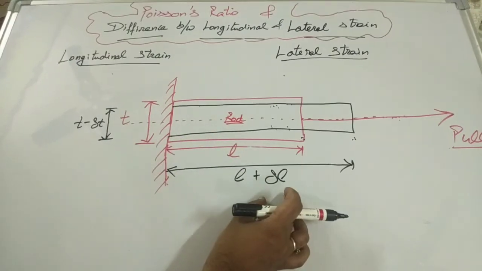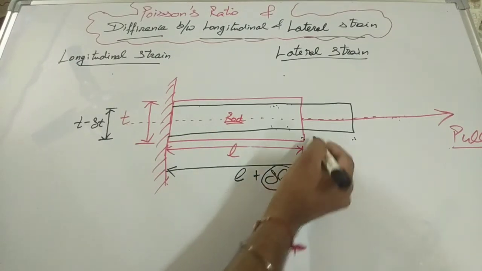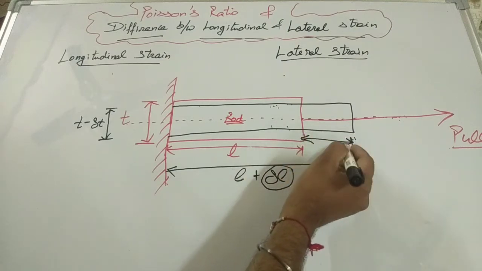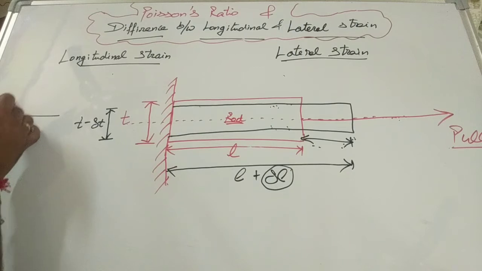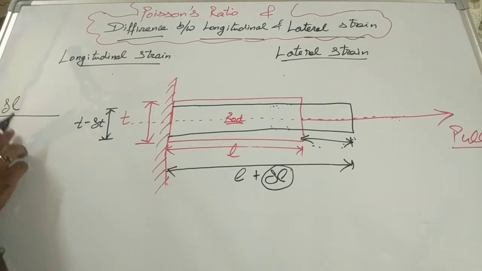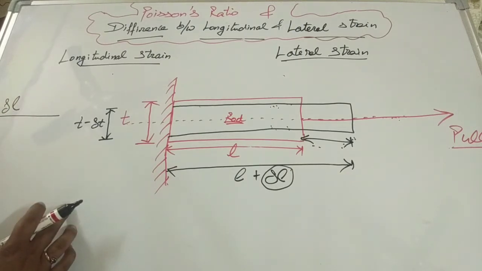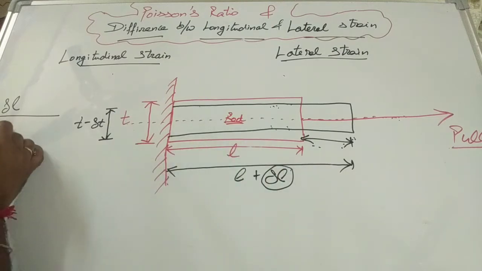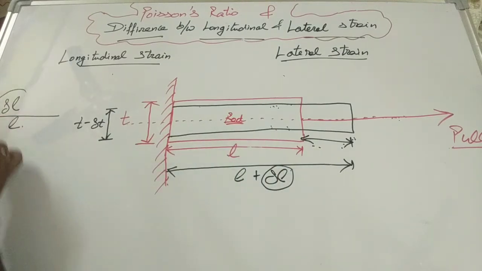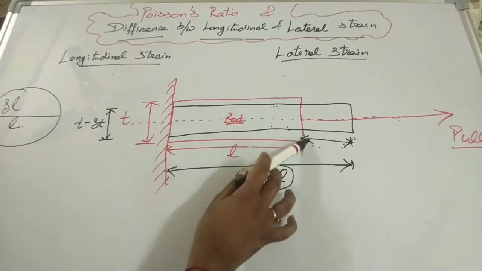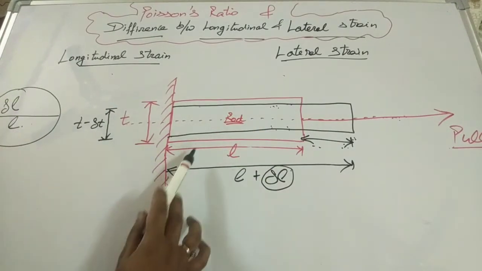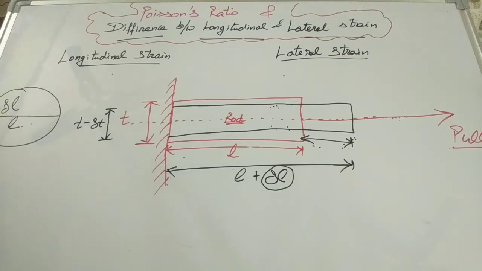Here the deformation parallel to the line of action of force is delta L. So deformation parallel to the line of action of force divided by the actual length, the actual dimension, that is L, is the longitudinal strain of the body. Clear, guys? And this is a very important question for interviews.